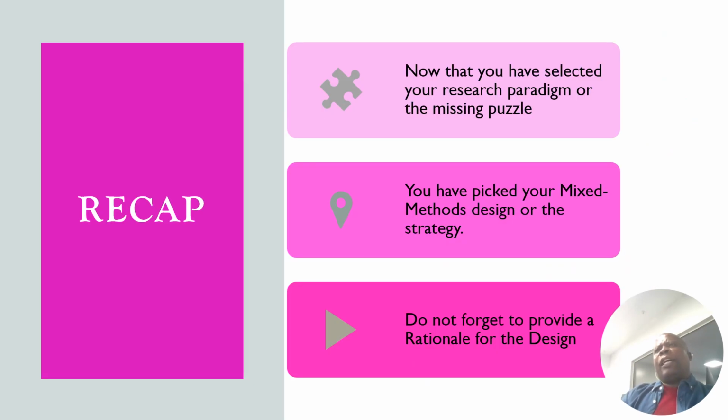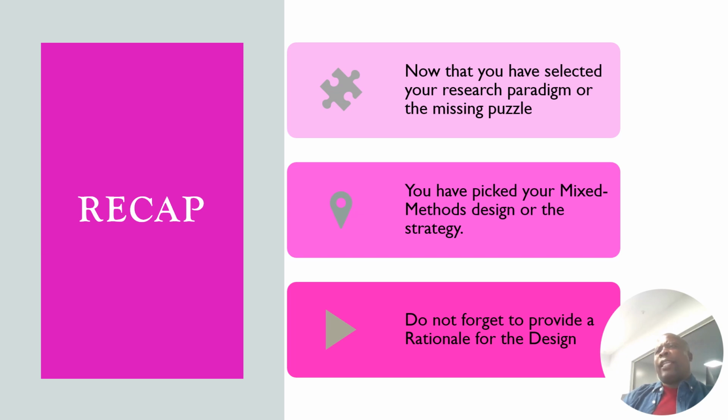So as a recap, I talked about the research methodology, which I referred to as the missing puzzle, in series number 2. Then in series number 3, I talked about picking up your strategy, which is picking up your research design. I just want you to take note that I'm using some of these words, like the missing puzzle and picking up the strategy, so that you don't forget whenever you are writing your paper, whenever you are writing your thesis.